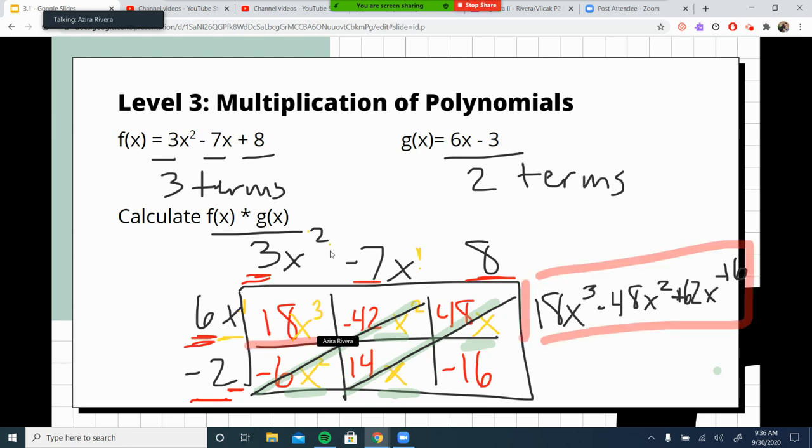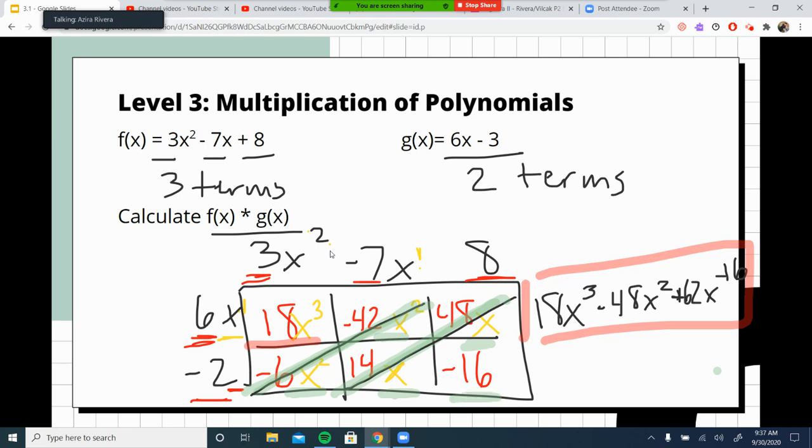Again, I had the positive 18 there. The -48 came from when I added those up. The positive 62 came from when I added up the 14 and the 48. And then the -16 is just there.